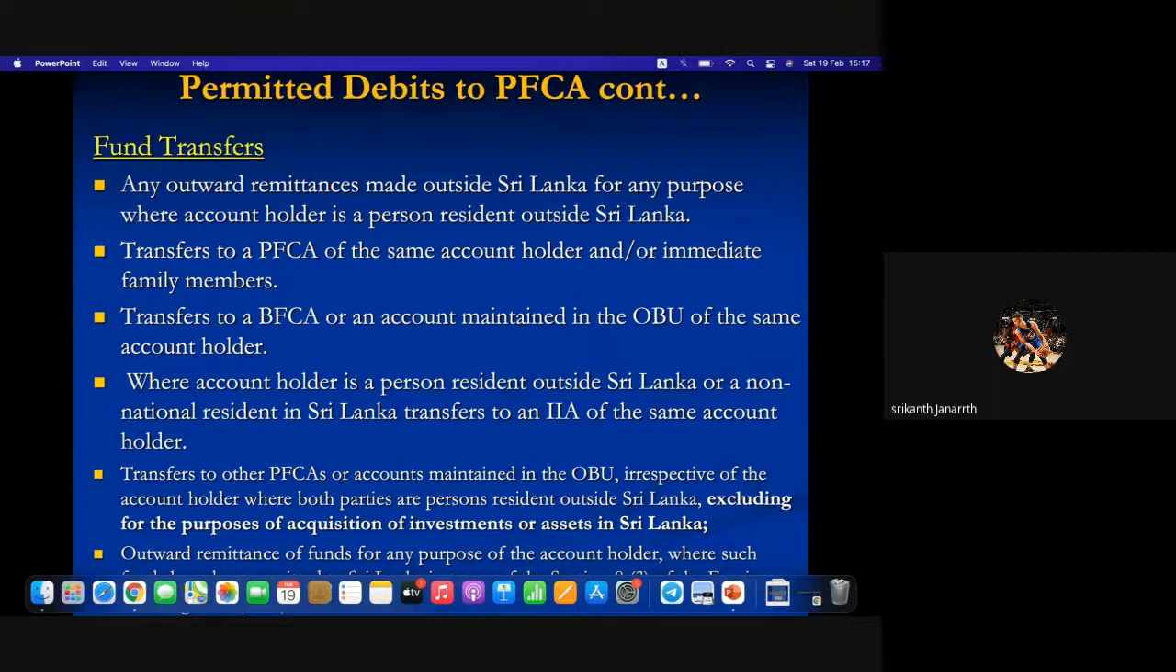even though it was not declared as taxable income to the Commissioner of Inland Revenue or the head of, formerly, the Exchange Controller or Department of Foreign Exchange. Those moneys can come back as a credit. That is under permitted credit. There is no problem. When that money is coming back to the PFCA, the central bank also permitted that money to be sent outside. So what is the last one here?